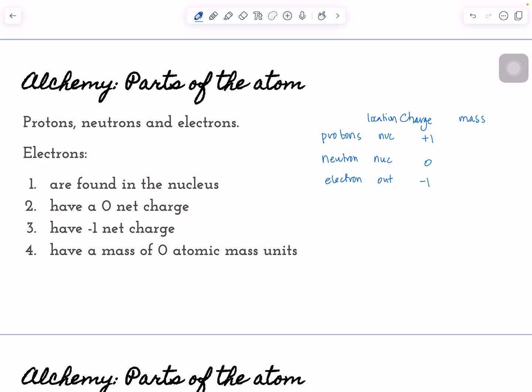You can think of proton plus, neutron neutral, so the letters alliterate or align. Mass of a proton is 1, mass of a neutron is 1, mass of an electron is 0. Electrons move really fast. That might be one way that you can think that the mass is 0. They can't move really fast unless they're extremely light particles. That might help, maybe not.